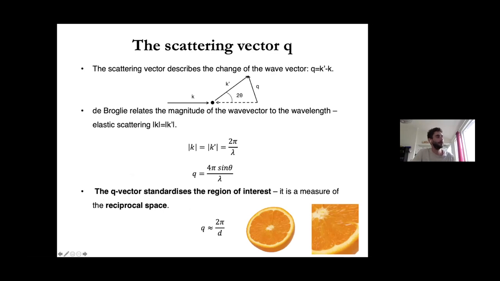When it comes to the momentum transfer vector, or the scattering vector, I just want to remind you that it is a function of the scattering angle and the wavelength of the radiation that we are using for the measurement. We can use these Q vectors to standardize the region of interest of a given experiment. Anything that we measure with SAXS and SANS, the structural features will appear at the same Q value. If we apply Bragg's law to this equation and substitute the scattering angle and the wavelength, we see that this Q vector is a measurement of the reciprocal space. So it's inversely related to real space, which means that if we want to look at small features in our system, we have to go to high Q. If we want to look at large features, we have to go to low Q. For example, if we want to see the entire orange, we have to go to low Q, okay?